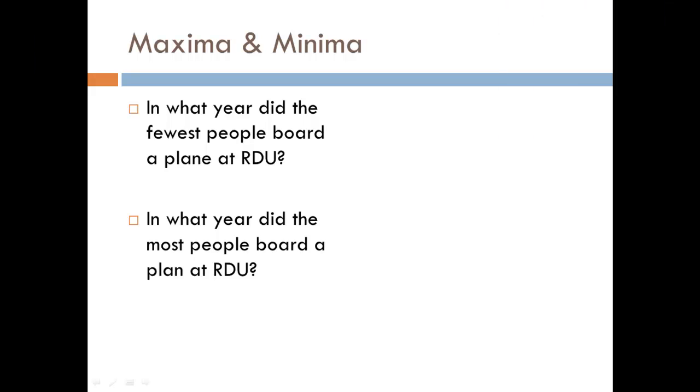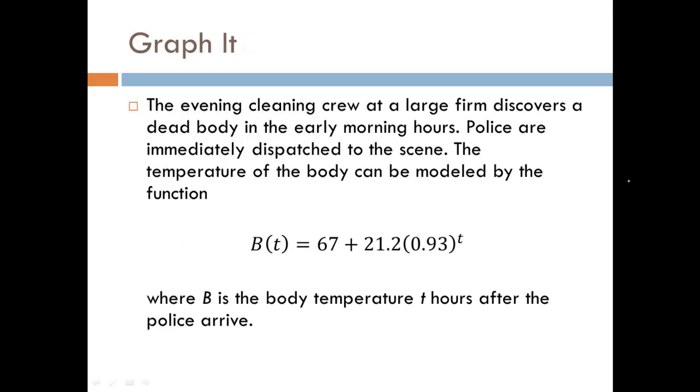Let's look at another example. This time we have a cleaning crew. They discover a dead body in the morning, and they call the police to investigate. And the function that we have represents the temperature in degrees Fahrenheit of the body after T hours. T hours since the police arrived.